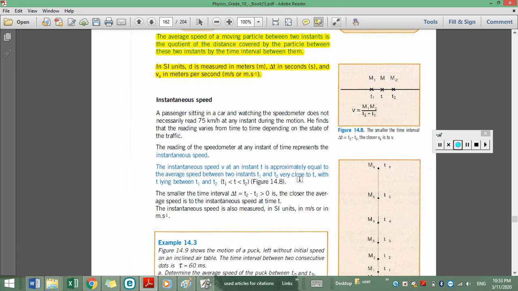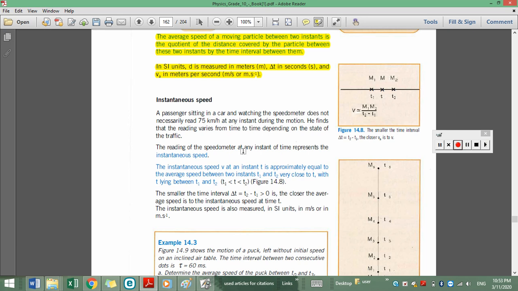Instead of taking the duration within 2 hours, between two consecutive instants, if I want to calculate the instantaneous speed at 8:30 and 5 seconds, I can take the distance covered between 8:30 and 4 seconds and 8:30 and 6 seconds. So here the time interval is only 2 seconds. That's why I can consider myself in this case calculating the instantaneous speed.